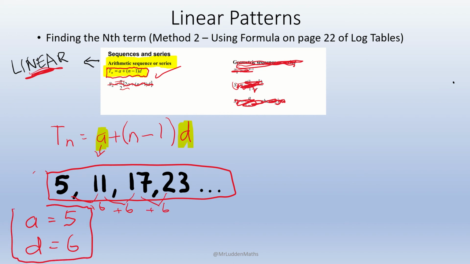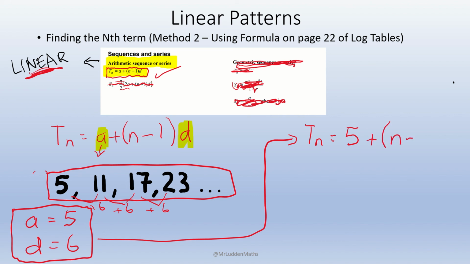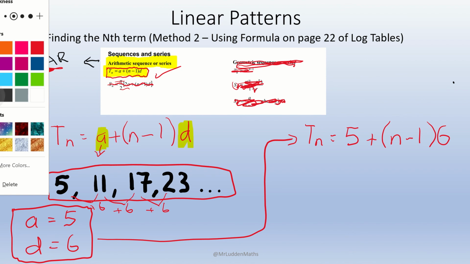Those 2 pieces of information are the most important things that you need to get out of your linear pattern. Once you do that, you're just filling it into your formula and simplifying it. So over here, we're going to say that Tn is equal to, now we know that a is 5, plus n minus 1, and d is 6.